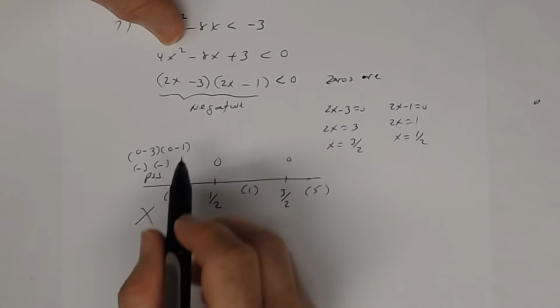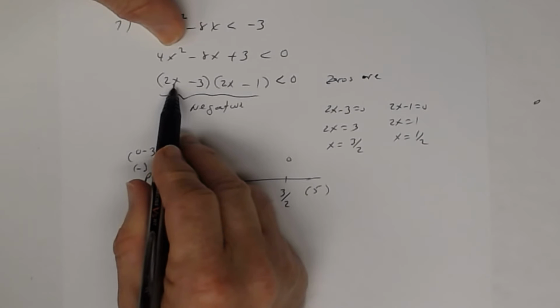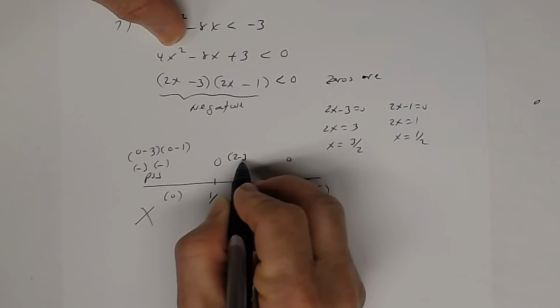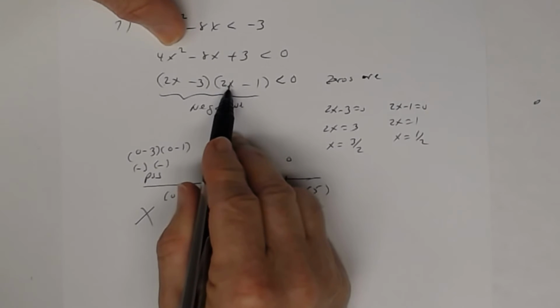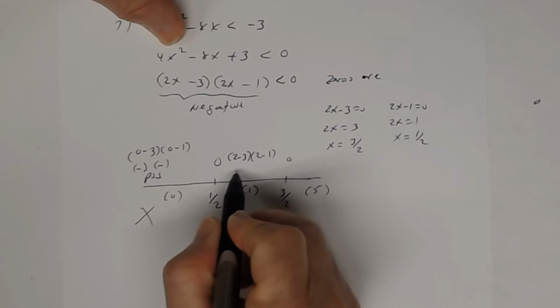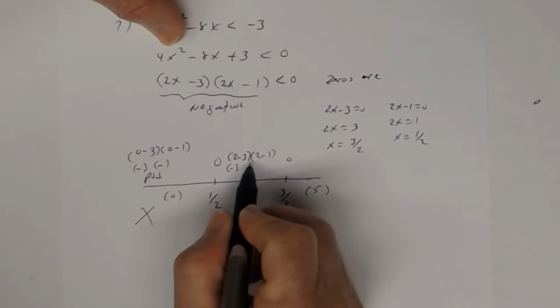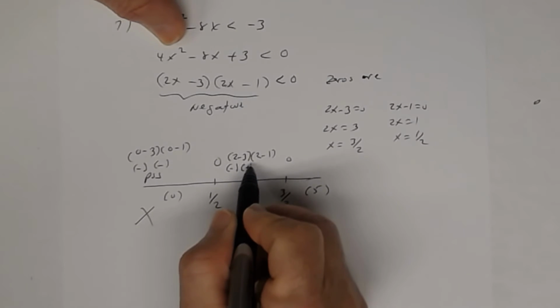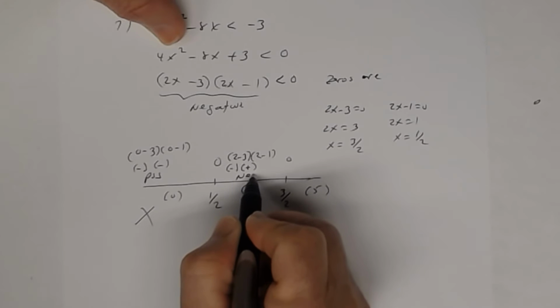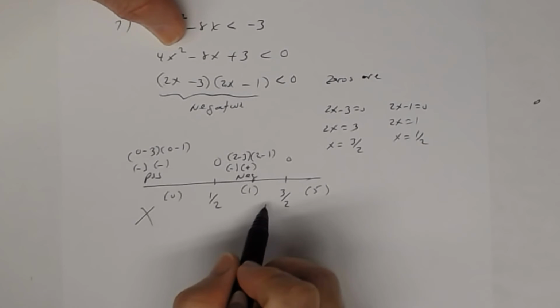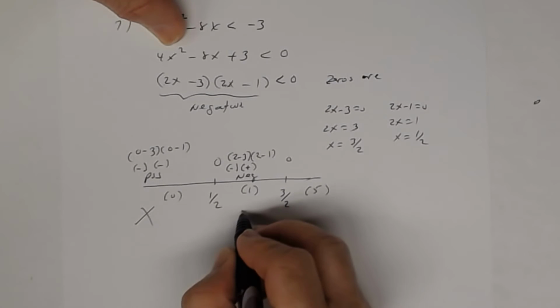Let's try 1. 2 times 1 is 2, so I get 2 minus 3. 2 times 1 is 2, so 2 minus 1. 2 minus 3 is negative. It's actually negative 1. 2 minus 1 is positive. It's actually a positive 1. A negative times a positive is a negative. So is that interval going to be a solution? The answer is yes.